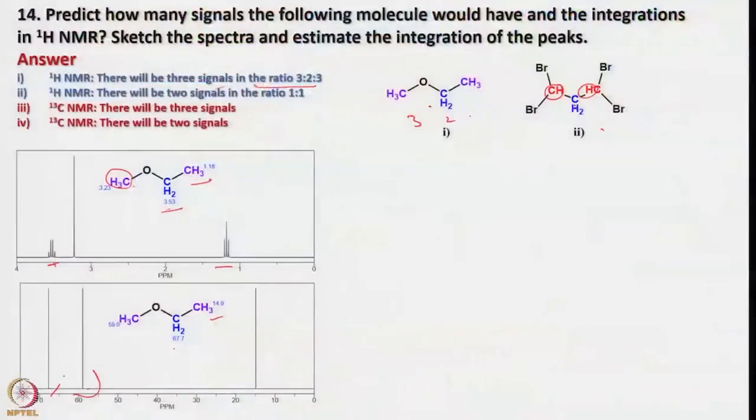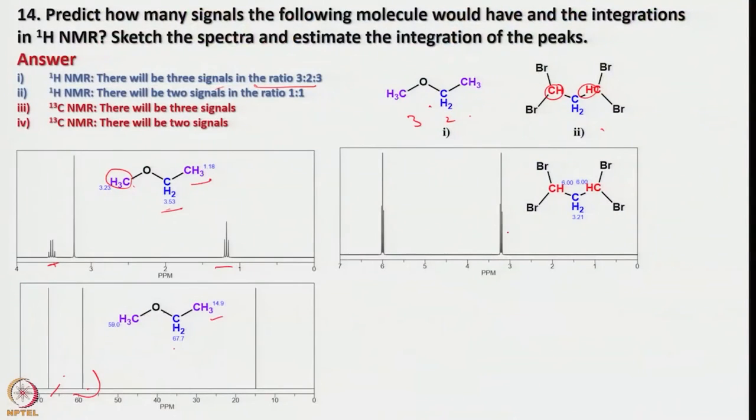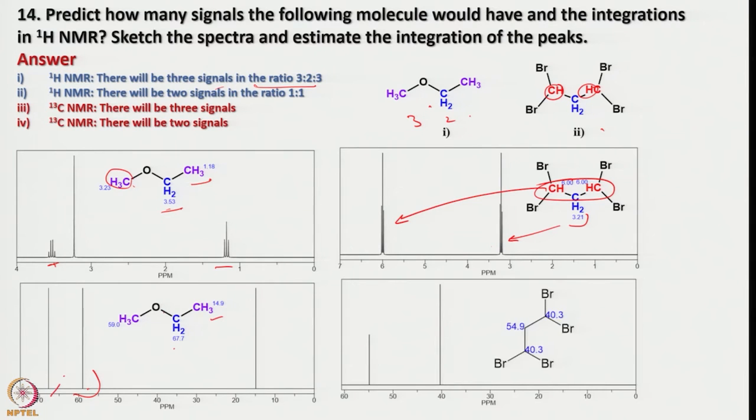And now let's look into the 1H NMR spectrum of this tetrabromo propane. Here it is. It shows two triplets. The middle one, this is 3.21, and then these two are here, a triplet. And then 13C NMR would show only two signals here. This is 54.9, and then these two are 40.3. Ratio also you can see here: this is 1:2, almost, intensity wise you can tell.